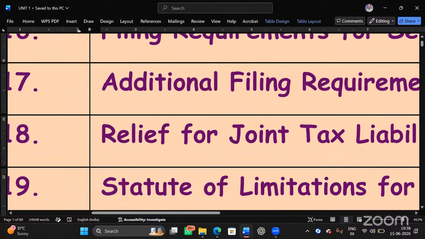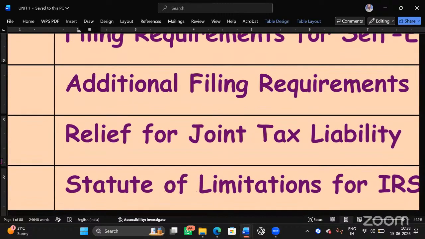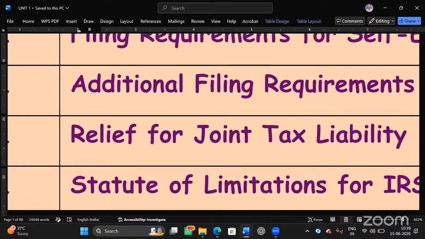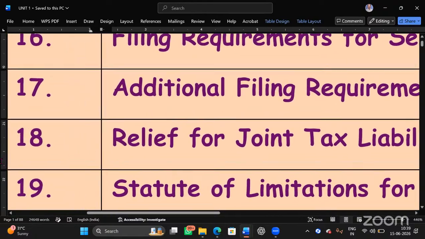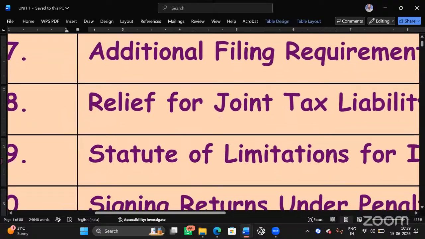Relief for joint tax liability. I already explained, taxpayers are divided into 5 types: individuals, married filing jointly, married filing separately, QSS, and head of household. Suppose wife and husband jointly file one return and the tax amount is paid jointly. How to share it between wife and husband? That part is clearly explained in topic number 18, relief for joint tax liability.